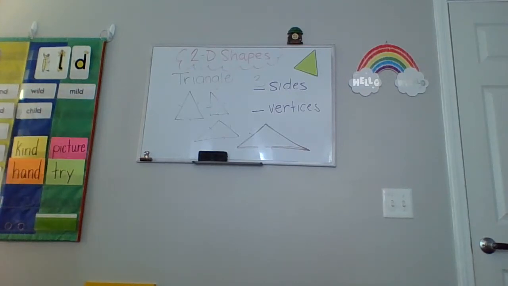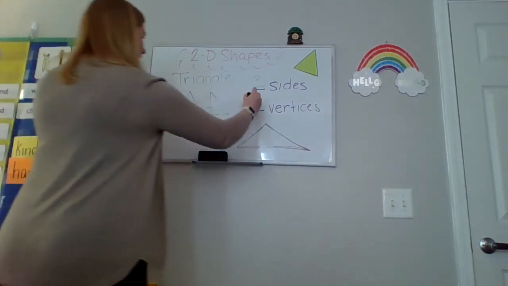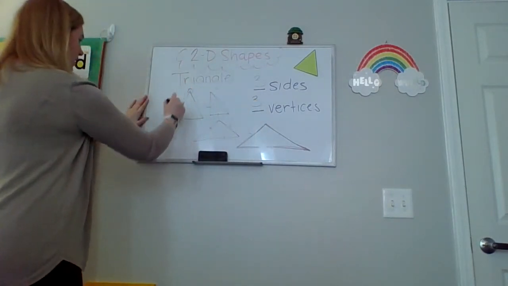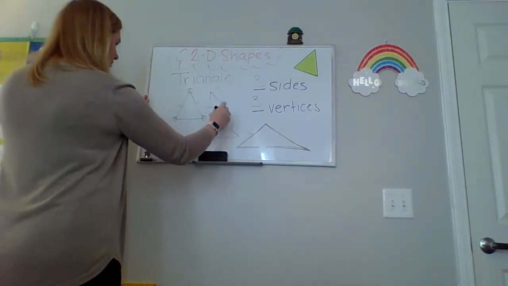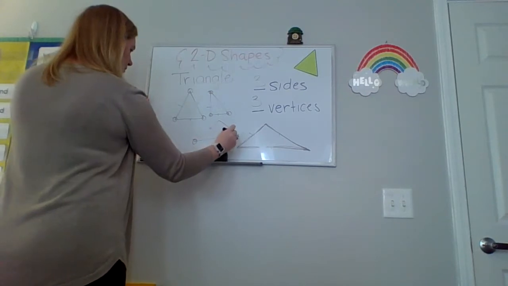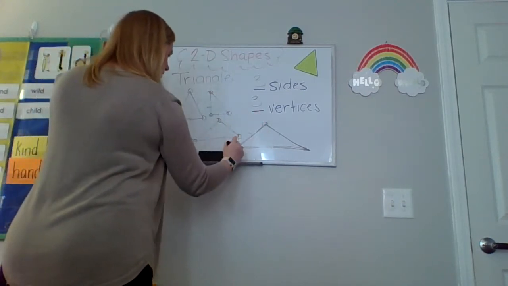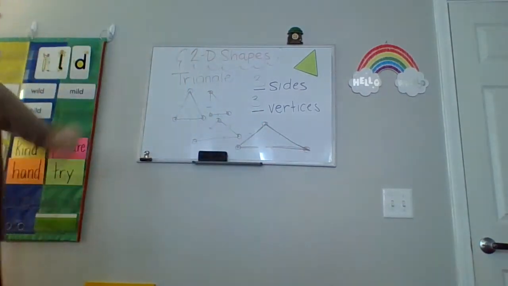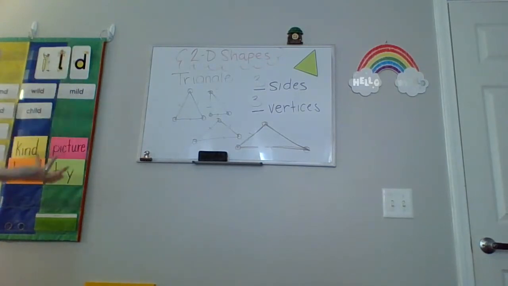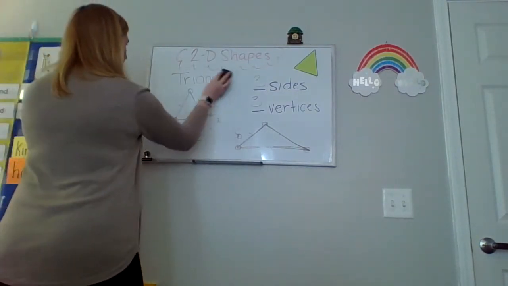Carson. 3. 3. Right. It has those 3 corners. 1, 2, 3. Those are all types of triangles because they all have 3 sides and 3 vertices. Right. Okay.